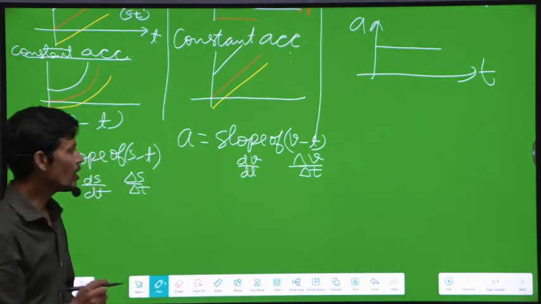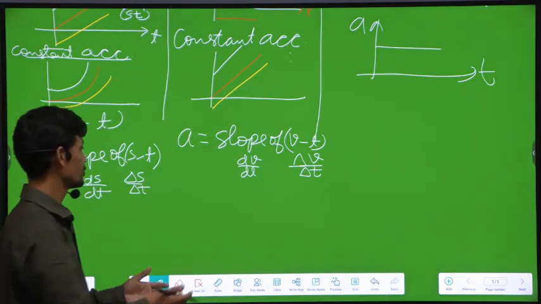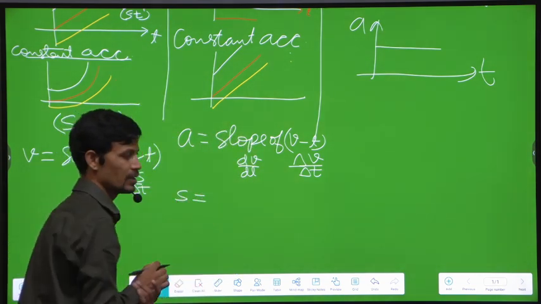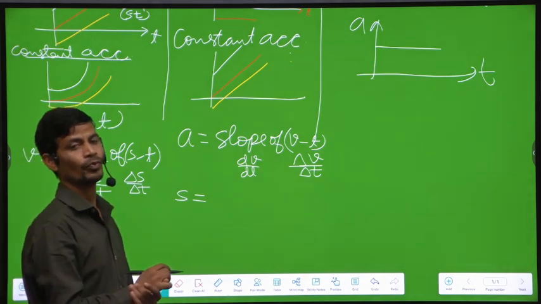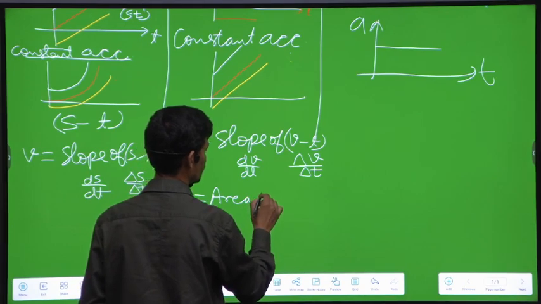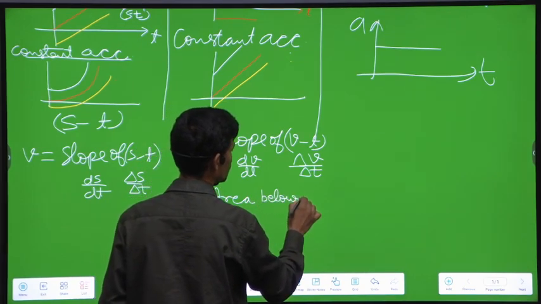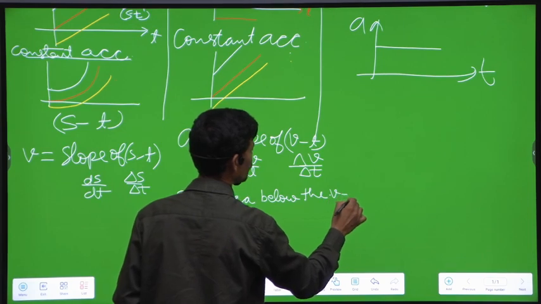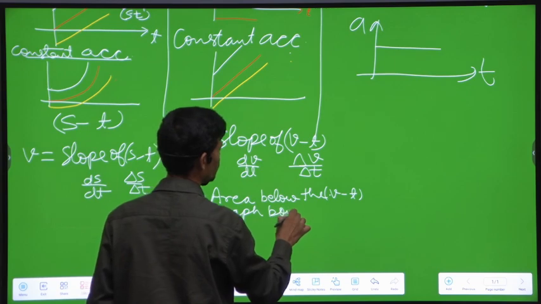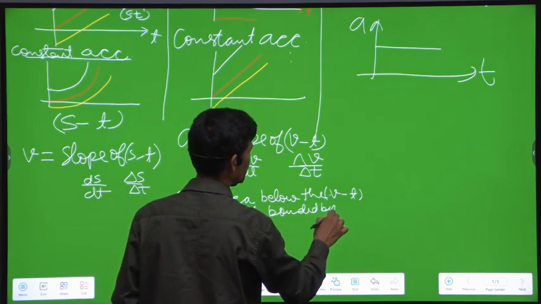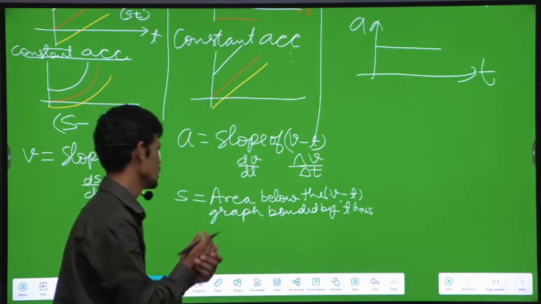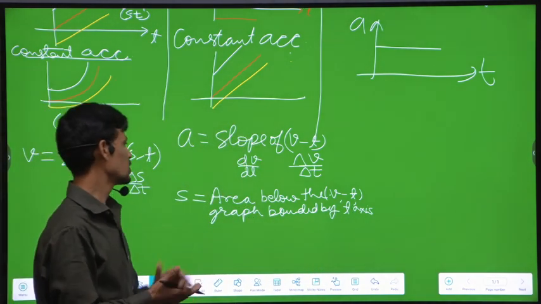Now another outcome from this graph is S. We can find displacement through the VT graph, and that is the area below the VT graph bounded by the time axis. Here it is. So that's it.